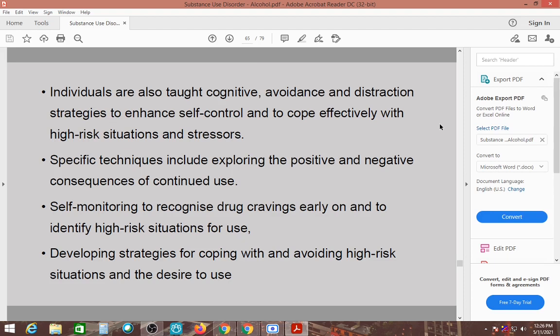Now next, self-monitoring to recognize drug cravings early on and to identify high-risk situations for use. Now, why does the person crave? Is it wrong to crave? Do you think they will not crave? Craving will always be there. Why is craving always there in a person who takes substances? Why do they keep coming for de-addiction, every time they go home, every time they slip, they come back? Whereas some, they don't.